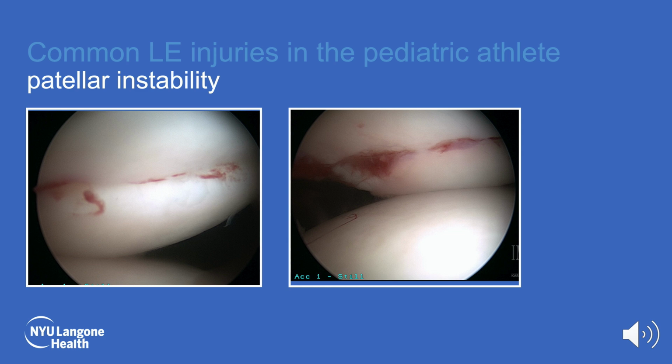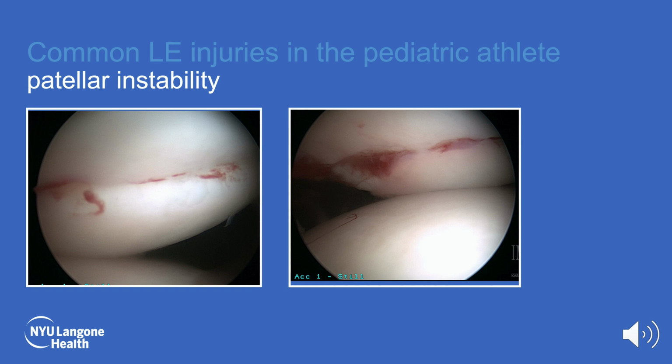I will tell you, I've changed my practice since this case, and so now in addition to fixing the osteochondral fragments in the acute setting, I will typically add an MPFL reconstruction. This is because of a study that also came out of Rady Children's, demonstrating that the risk of redislocation after surgery for an osteochondral fragment in the setting of patellar instability is very, very high. And so because of that, I will add the MPFL reconstruction.